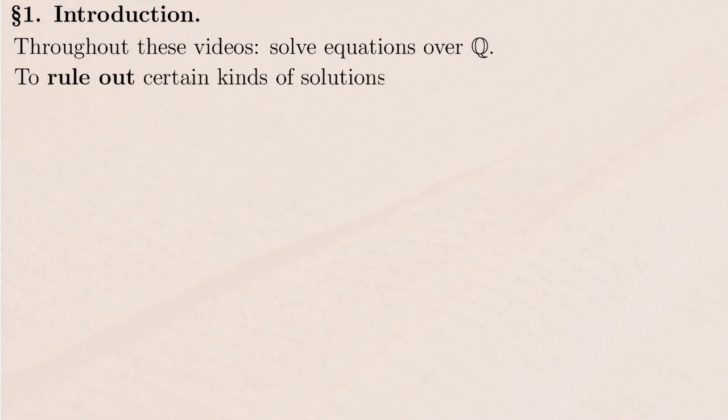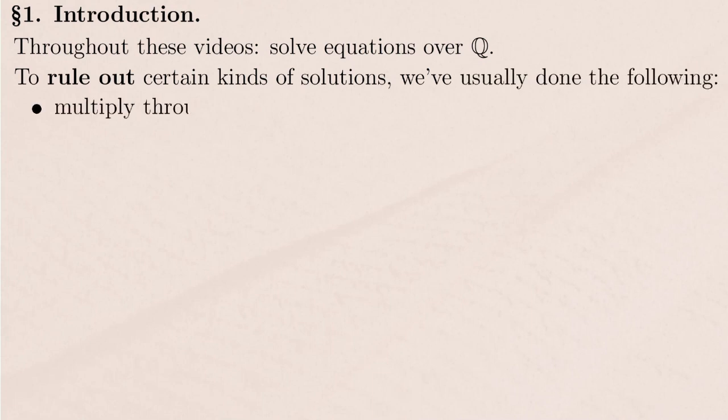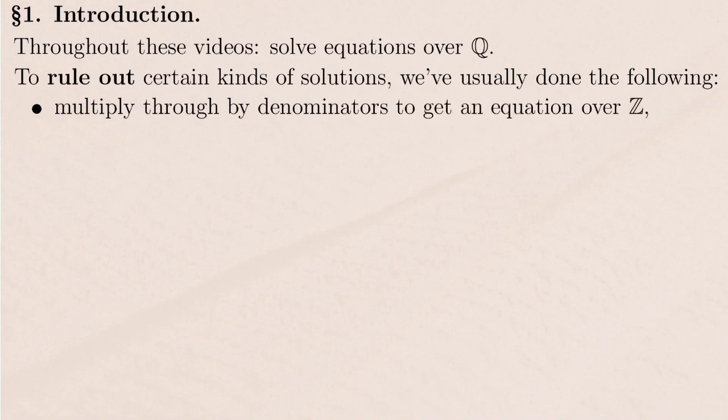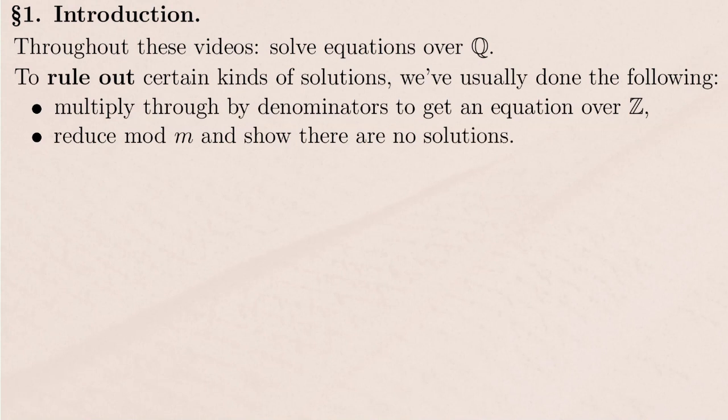Section 1. Introduction. Throughout these videos, I've presented you with a number of equations over the rational numbers, and I've asked what its solutions are. And we've often begun by ruling out certain kinds of solutions. That's usually gone as follows. One of the first things we usually do, if necessary, is multiply through by denominators, so that we're working with integers. Then we're often able to reduce modulo m for some well-chosen integer m, and just check a few cases to show that that equation has no solutions.